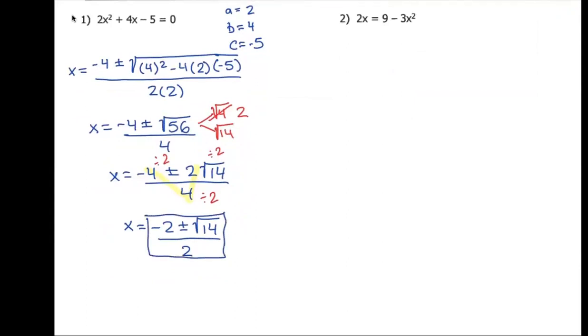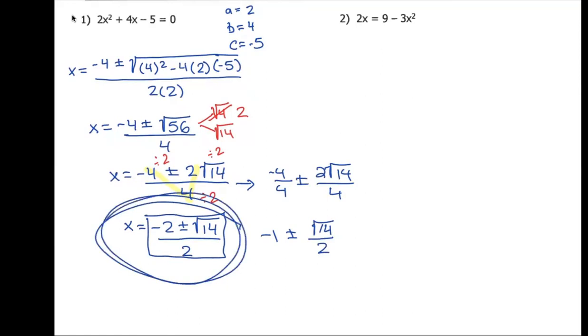Some students like to separate the divided by 2, so they would from here say, okay, negative 4 over 4 plus or minus 2 root 14 over 4, because again, both parts are being divided by 4. Negative 4 over 4 is negative 1. 2 over 4 is a half, which would leave your answer like this. Typically, you're going to see me put it like this, but you could also have the other answer. They are the same thing.